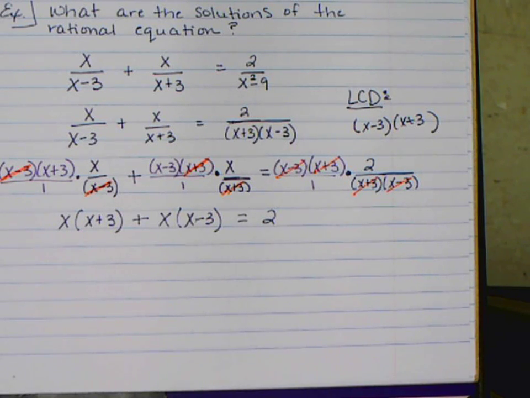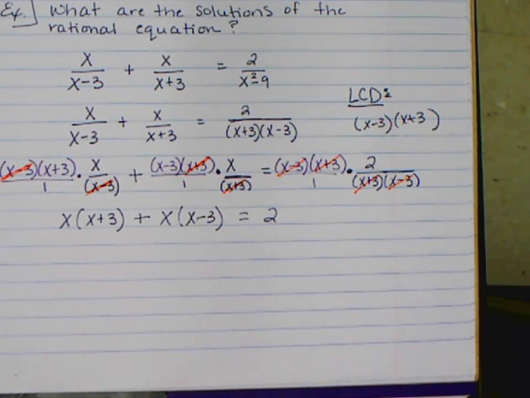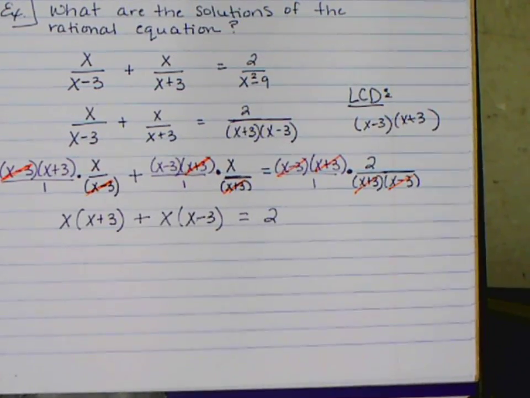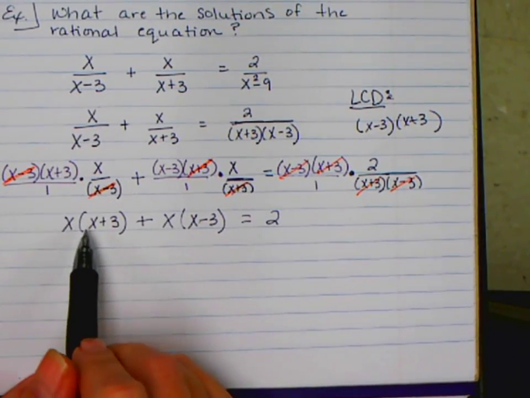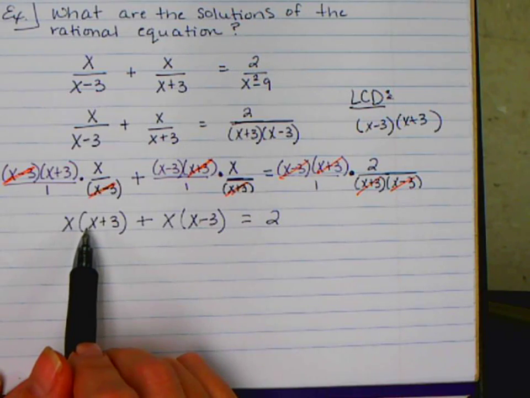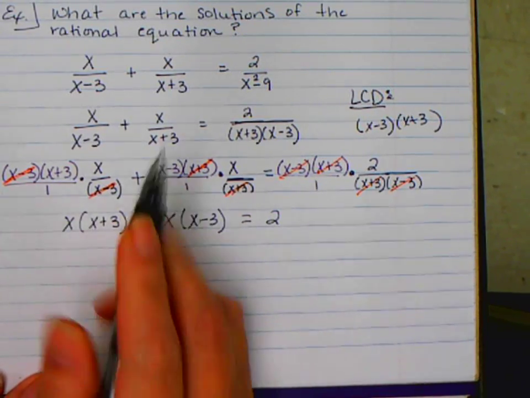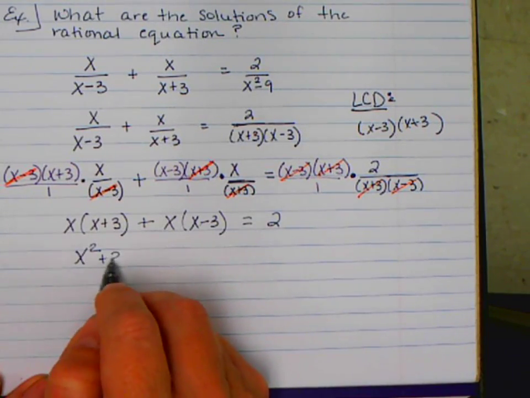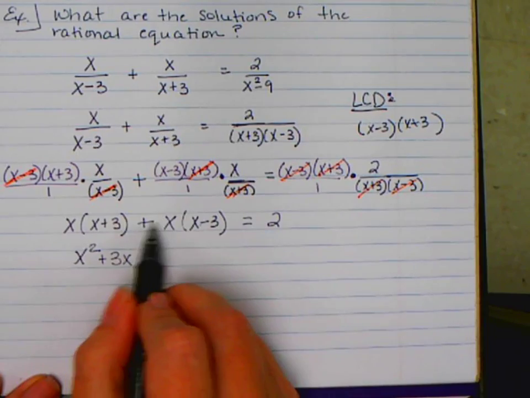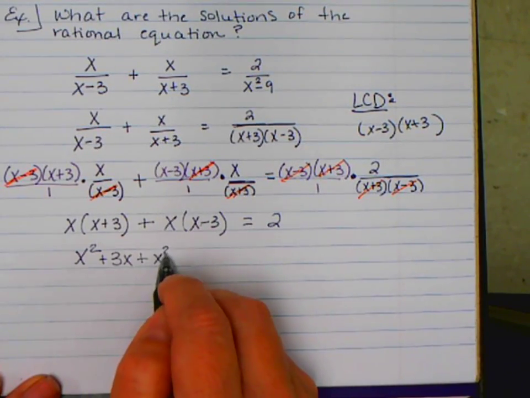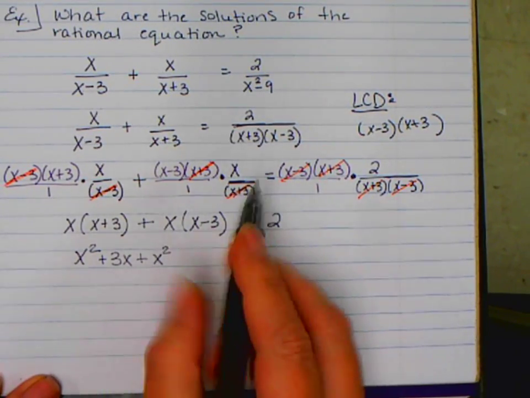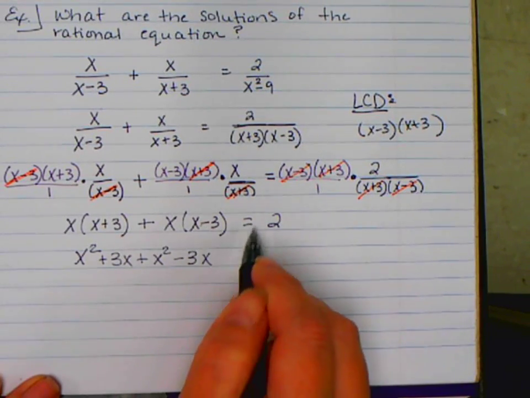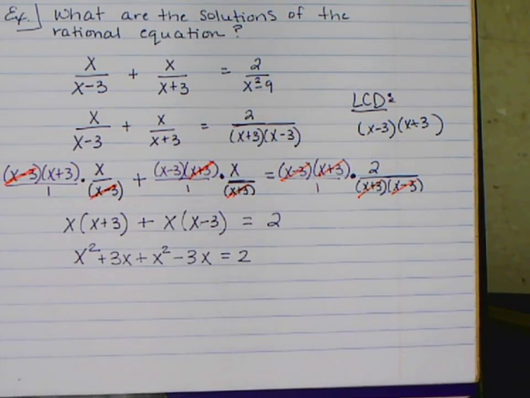Doesn't that look like a whole lot easier than what we started with? No fractions, right? Okay, so now I'm just going to distribute, see what I have, and see what I can do to solve for x. Am I going too fast? Too slow? Just right. Alright, so x times x is x squared. X times positive 3 is positive 3x. Positive x times x is positive x squared. Positive x times negative 3 is negative 3x equals 2.